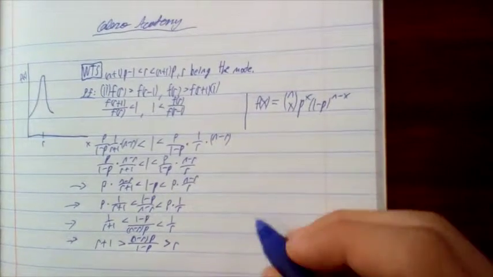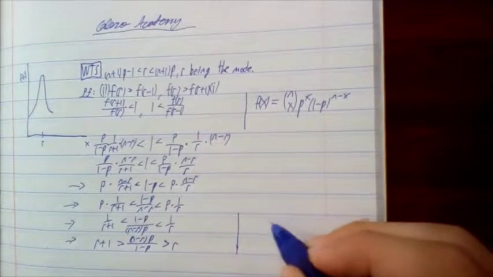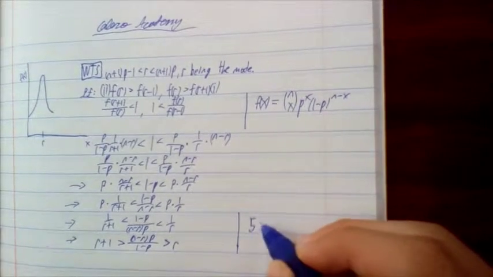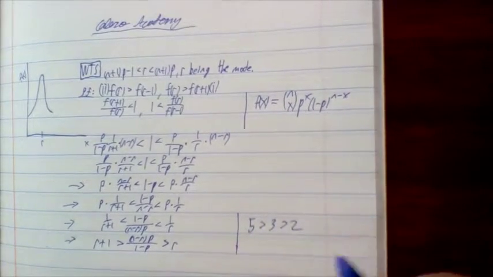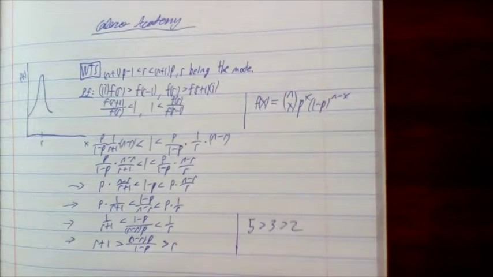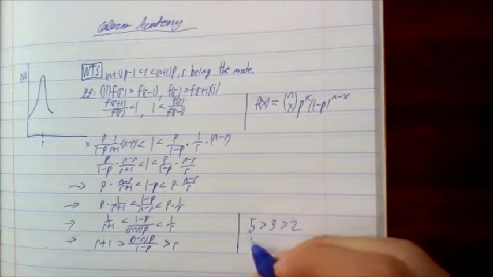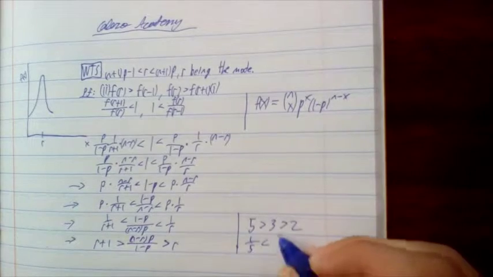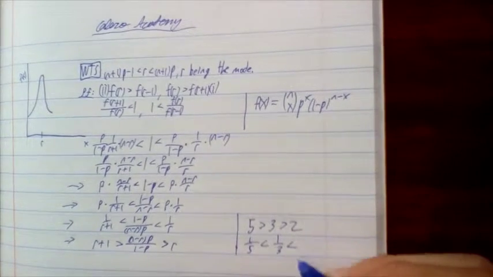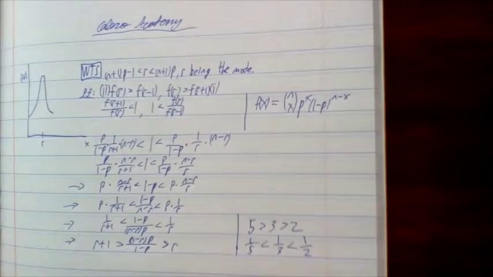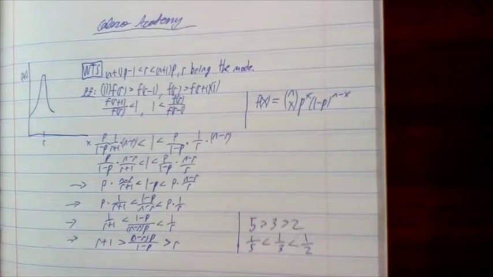What we're doing here is noting the fact that, for example, let's look at this inequality: 5 is more than 3, which is more than 2. When we turn everything on its denominator, we're going to see that 1 on 5 is less than 1 on 3, which will be in turn less than 1 on 2. That's the principle that we're applying here.